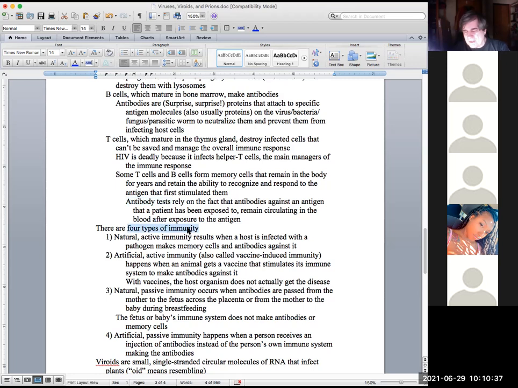So there are 4 basic types of immunity. Natural active immunity. This is what happens when you get infected with a pathogen. A pathogen is something that causes a disease.